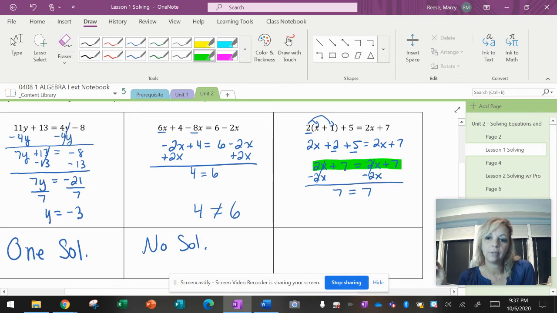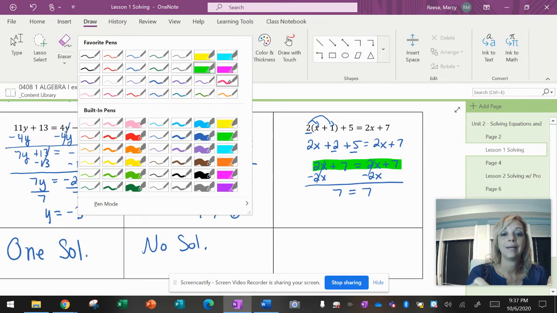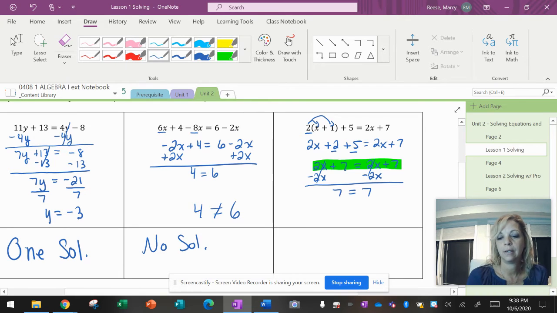2x plus 7 equals 2x plus 7. That's what we call an identity, which means that it actually includes all real values or solutions. So that's called an identity.